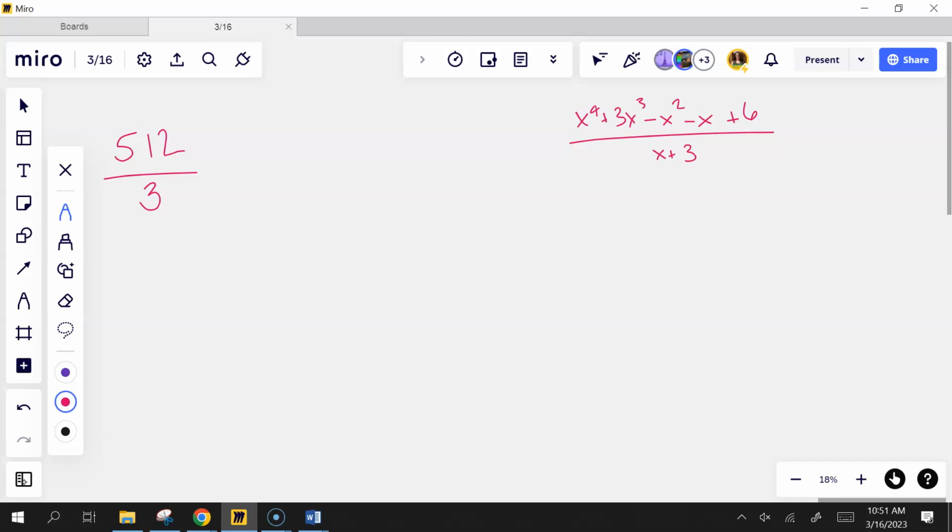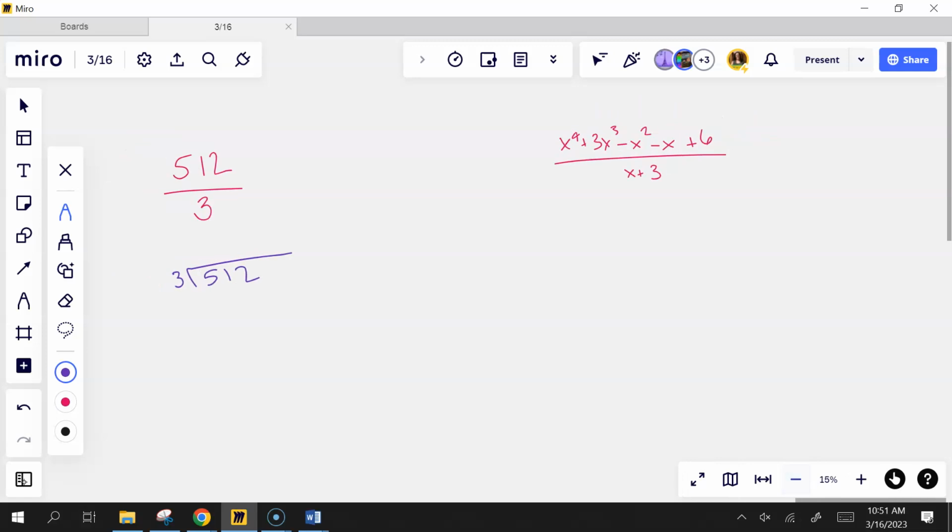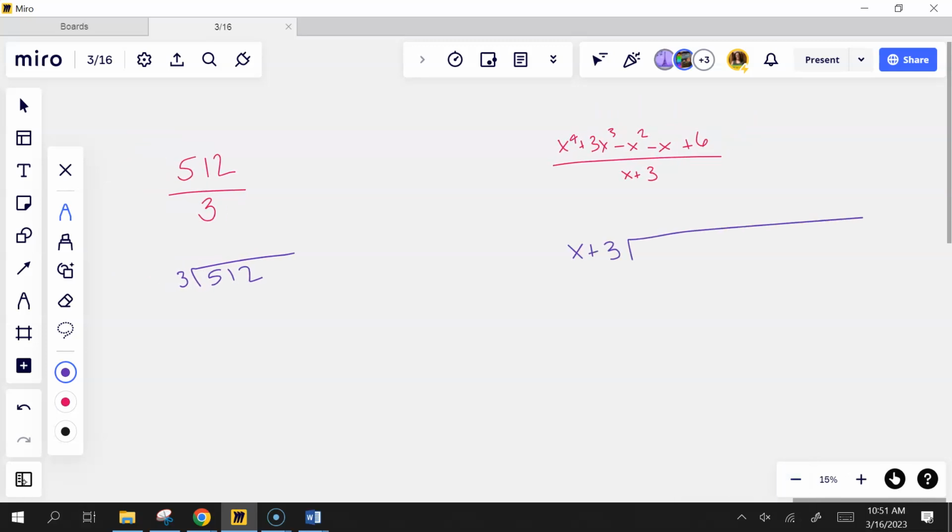All right, do I need any placeholders anywhere in the polynomial example? No. All right, set up your division. 3 into 512. I'm going to do the same in my polynomial. X plus 3 into x to the 4th plus 3x cubed minus x squared minus x plus 6.